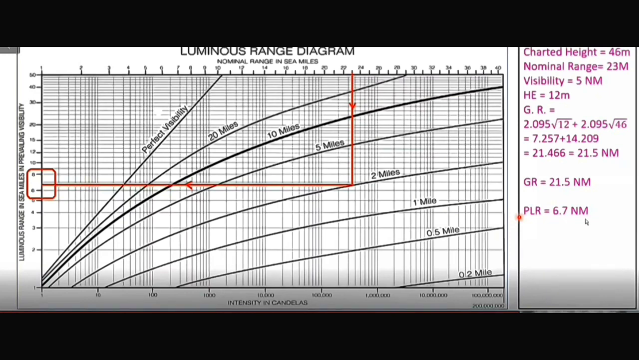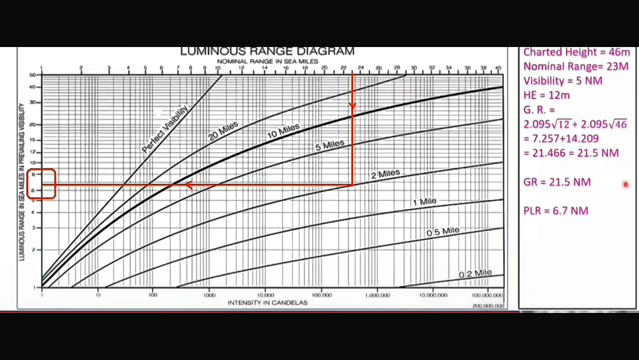Let's see. So we get GR of 21.5 nautical miles, PLR of 6.7 nautical miles. The light shall be visible to the observer when both the conditions are satisfied. Now both the conditions shall be satisfied at the lower of the two. So at 6.7 nautical miles, the light shall be within the geographical range, and it shall also come within the present luminous range. So the first sighting range for Hookhead would be 6.7 nautical miles.